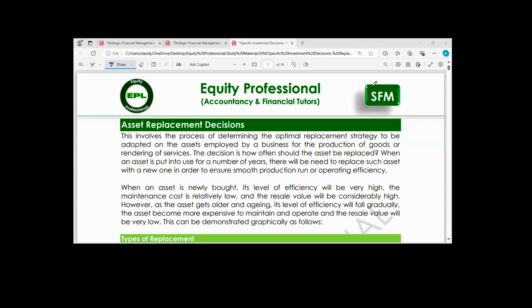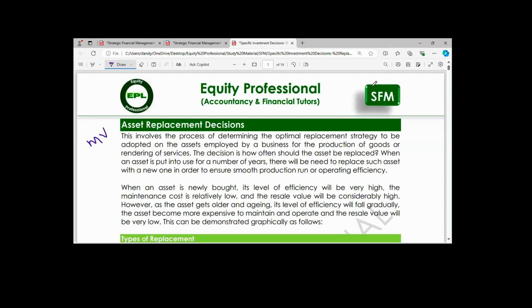And yes, when a company purchases a new non-current asset, say for example, a motor vehicle, okay? A company purchased a new motor vehicle, and this motor vehicle is intended to be used for the purpose of distributing goods for the company. Of course, when the asset is newly bought, the operating efficiency and the working condition of the asset will still be very high. In fact, at that point in time, the company will barely spend money to maintain the motor vehicle. And if the company decides to dispose of the motor vehicle at that point in time, it will command high value.